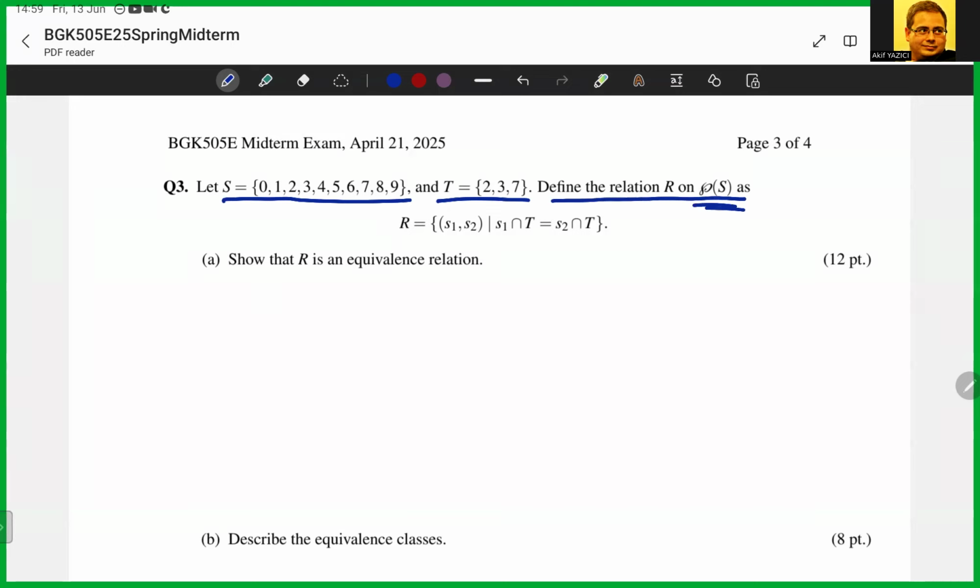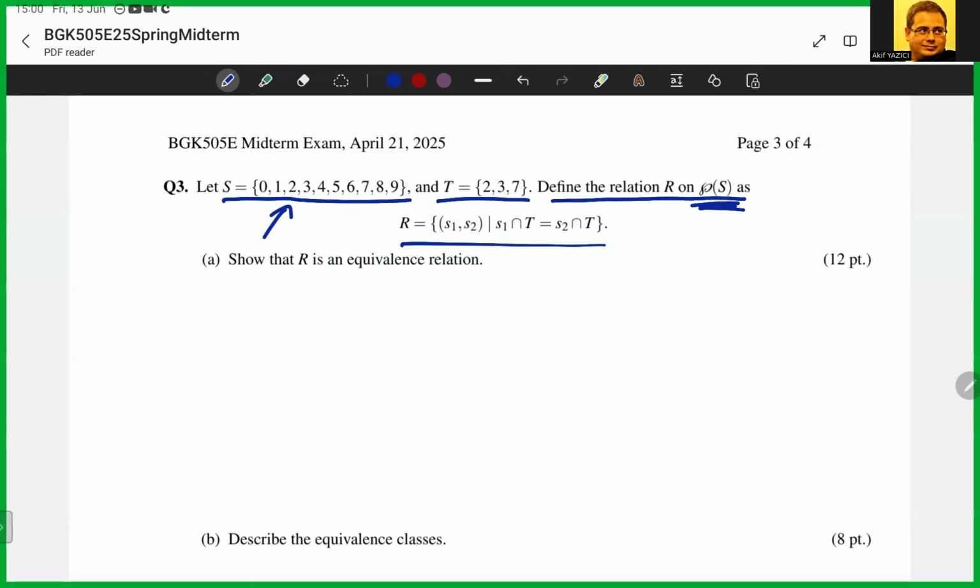Now, first of all, you have to make sure you really understand the domain of the relation. So this is the power set of S. So the relation is not defined on the set S, but rather on its power set. Okay, this is very important to understand. Define the relation R on the power set of S in this way.